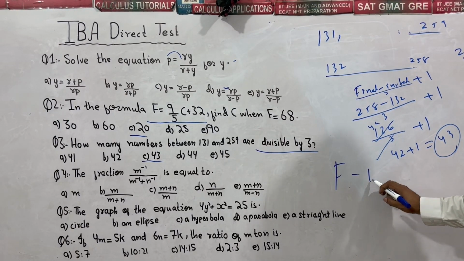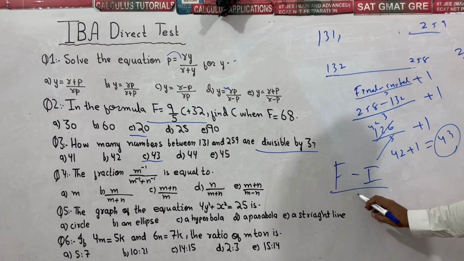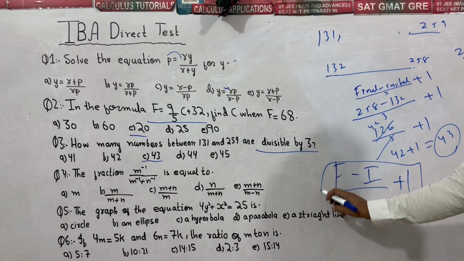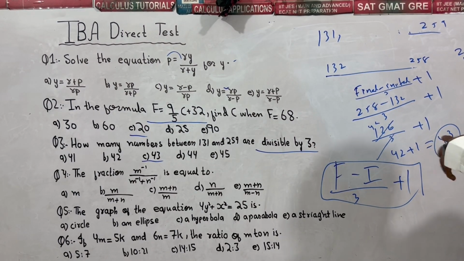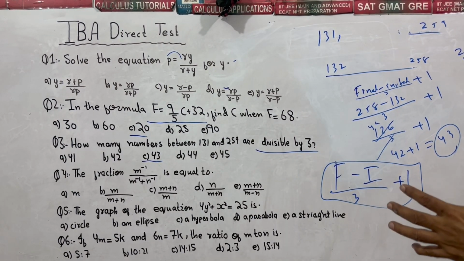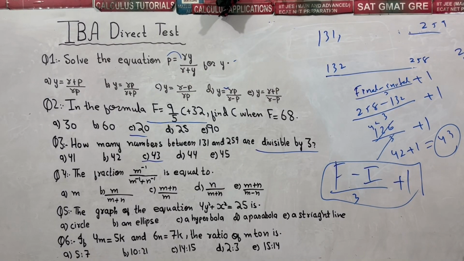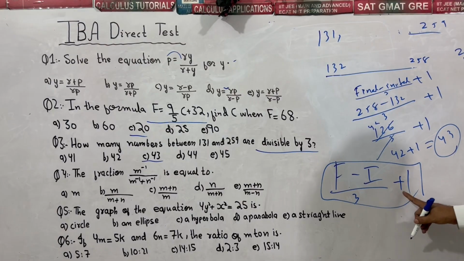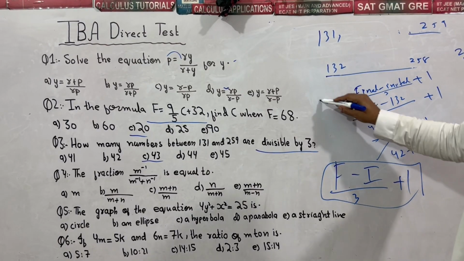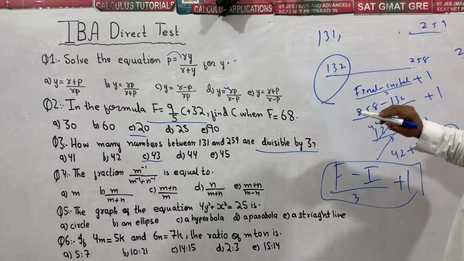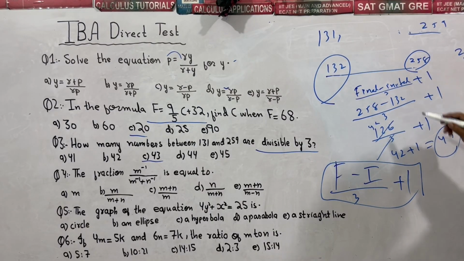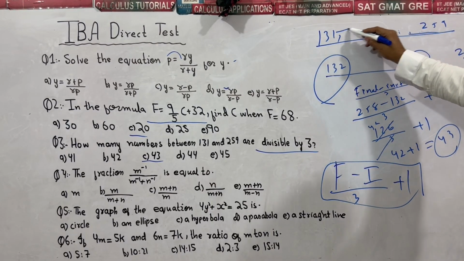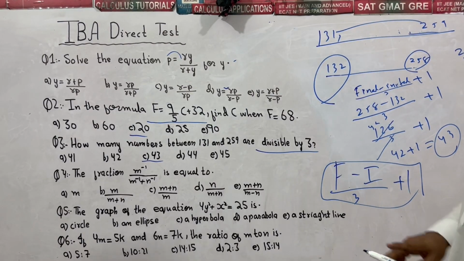What is the strategy? Final minus initial divided by the directed number 3, plus 1. That's the strategy to find the total number of numbers in between 131 and 259 that are divisible by 3. You have to start from a number that is divisible by 3 to a number that is also divisible by 3 that obeys these parameters, from 131 to 259.